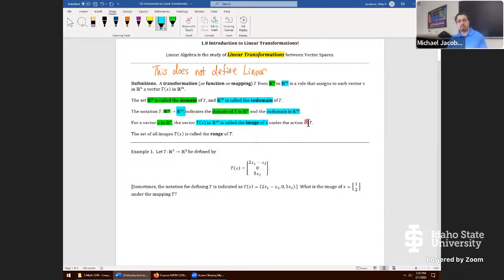Other notations and terminologies you'll see in this section quite a lot is, if you take a vector x in Rn, T of x is what the author will call the image under the action of T. And the set of all images, all the potential outputs of that transformation, is what we think of as the range. The range is important, but typically in linear algebra, we focus a lot on domain and codomain. The range is just contained inside the codomain, and it could be the entire codomain itself. That's a lot of verbiage there to start us out.